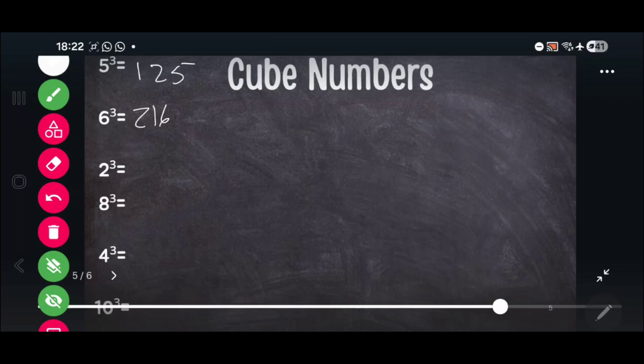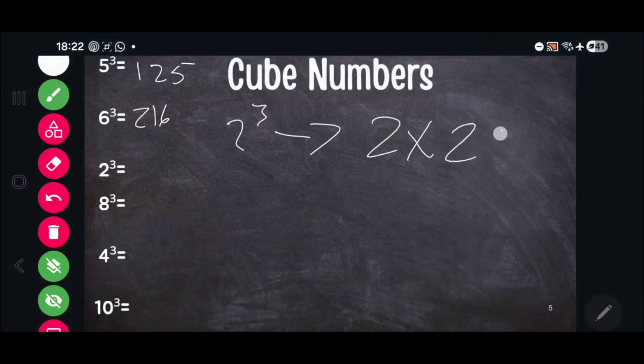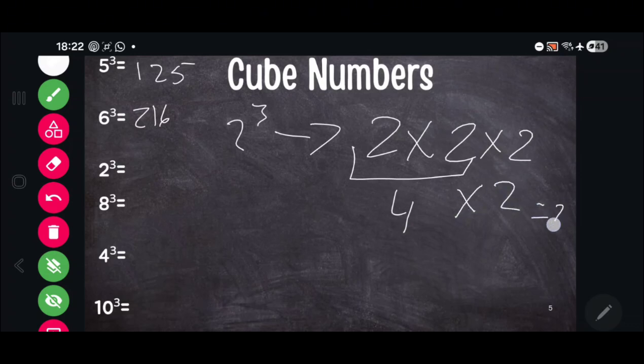This question is easy because you get 2 to the power of 3. And then this would be 2 times by 2 times by 2. When we partition it, we'll get 2 times by 2 would be 4 times by 2, and this would equal 8. Right answer over there, and that would be 8.